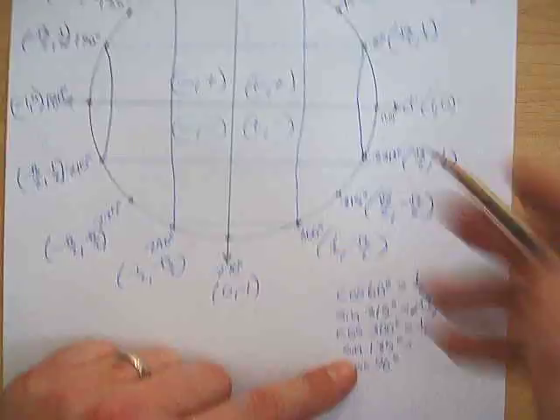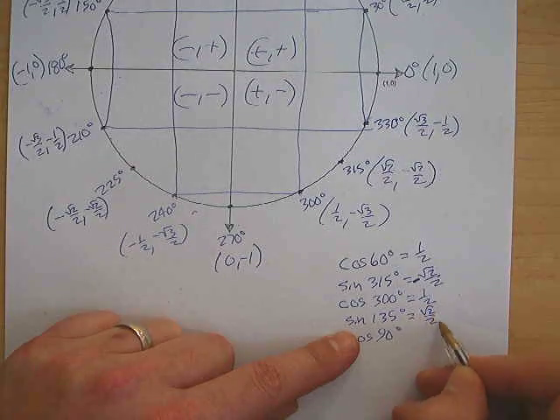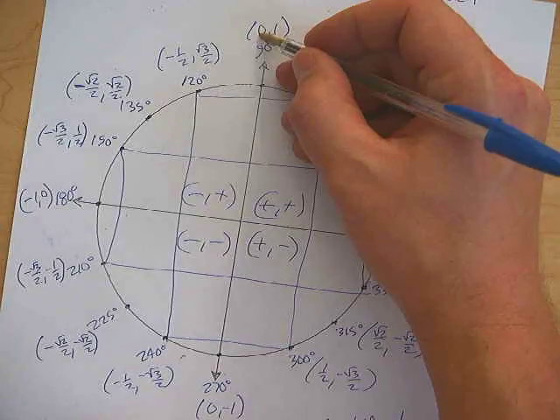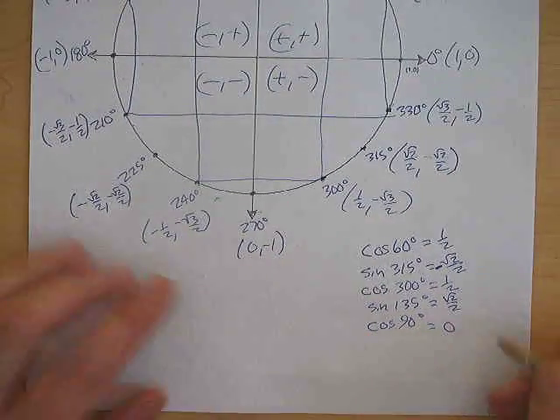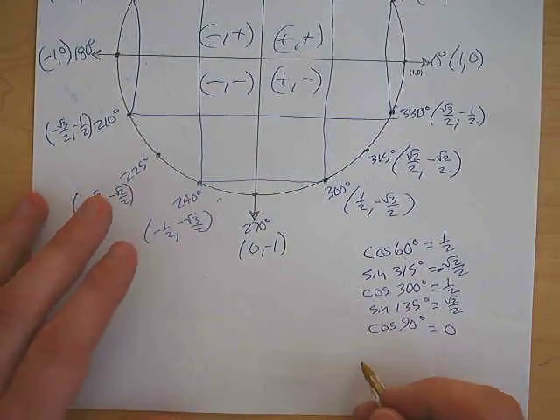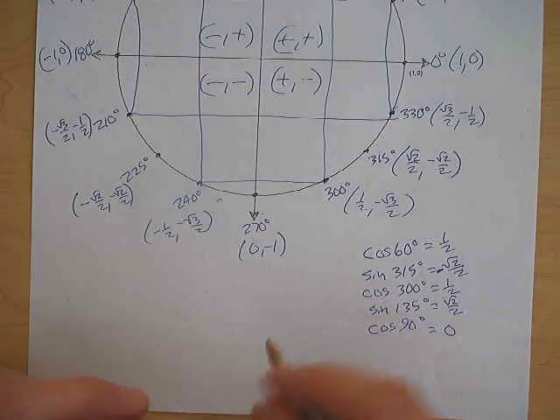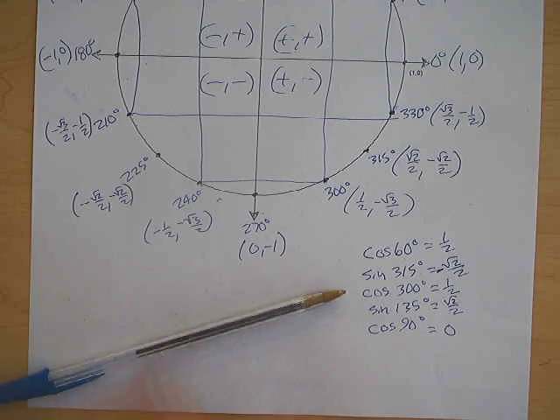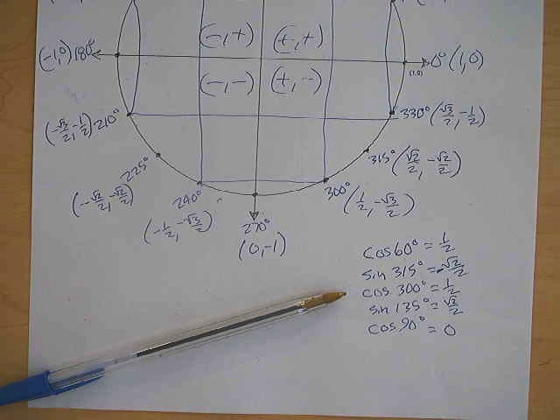Cosine of 300, I look at 300, get the x value, which is 1/2. Sine of 135, go to 135, get the y value, which is square root of 2 over 2. And the cosine of 90 is x value at 90. X value at 90 is 0. So again, must know all these. These are important.